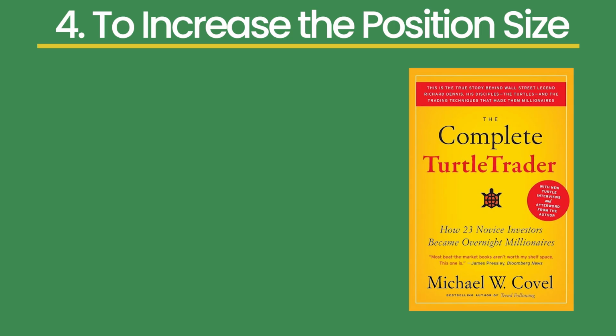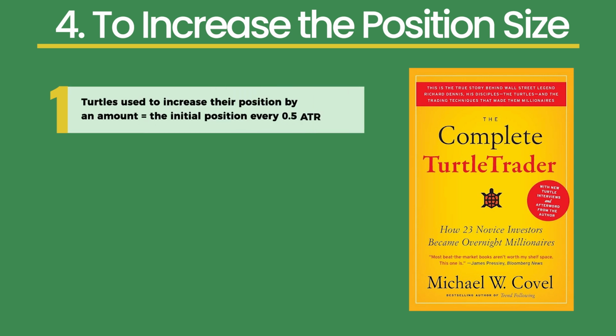And guess what? All of the 23 beginners had the same result as these two guys were achieving. So they found out that trading can be taught. Very nice story. And these are called the turtles. They became one of the best traders in Wall Street. The trading system was to increase the position size every 0.5 ATR.